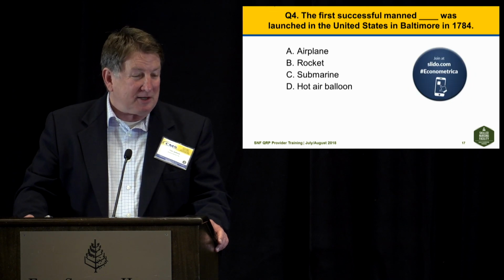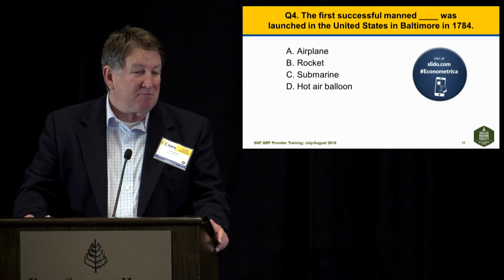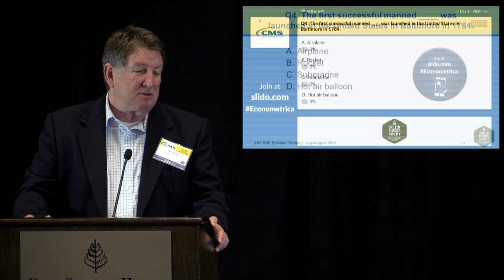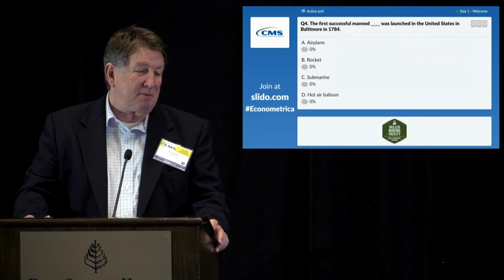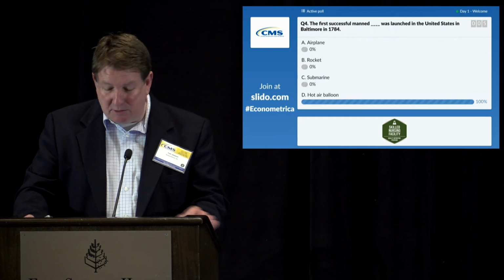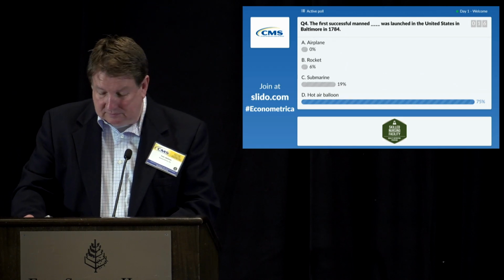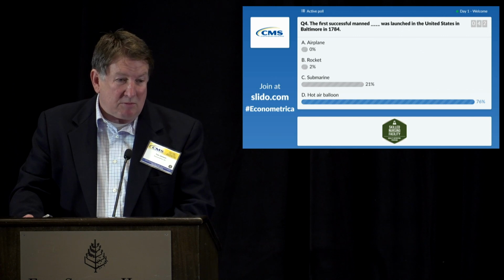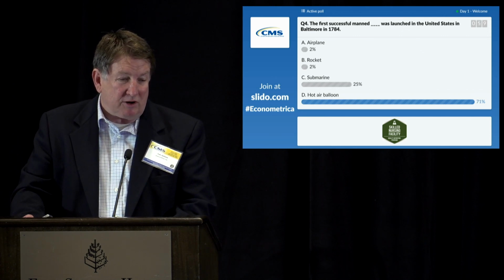All right, next one, Ethan. First successful unmanned blank was launched in the United States in Baltimore in 1784. Is it A, the airplane, B, the rocket, C, a submarine, or D, a hot air balloon? Remember, there are only 29 votes so far. Don't be swayed.